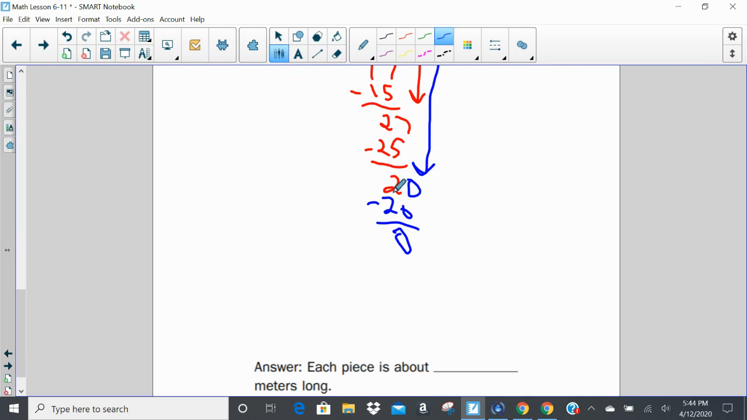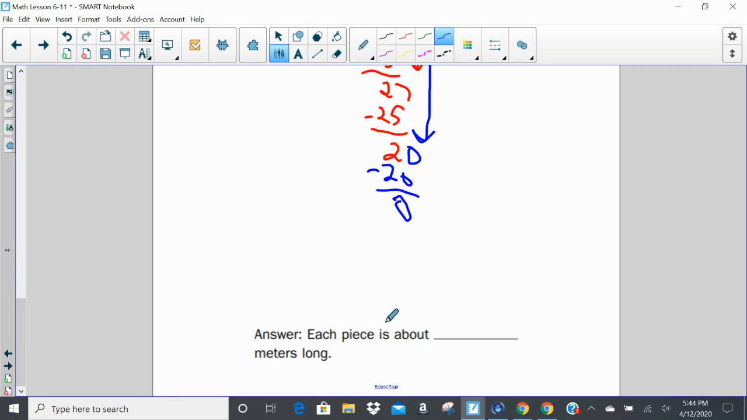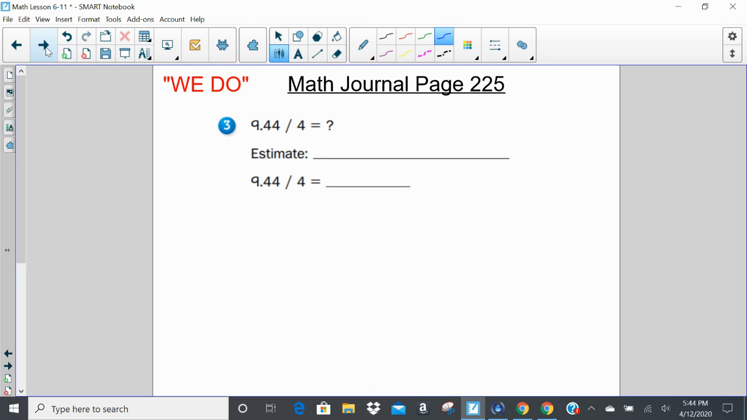Okay, let's go ahead and move on. See, that is when we're going to be estimating to the nearest tenth today. Okay, let's move on to our redo. Now, if you haven't worked with a problem yet with me, I want you to try to do this one with me, okay? So let's work together here. 9 and 44 hundredths divided by 4. Let's go ahead and estimate that first.